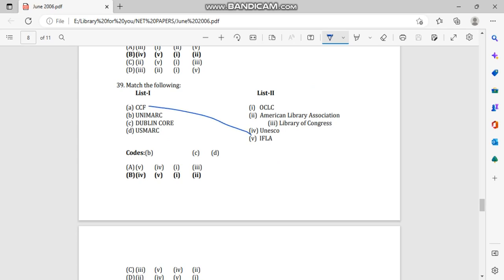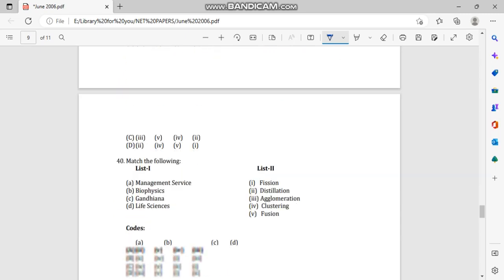CCF related with the UNESCO, UNIMARC is related with the IFLA, Dublin Core is related with the OCLC, USMARC is related with the American Library Association.